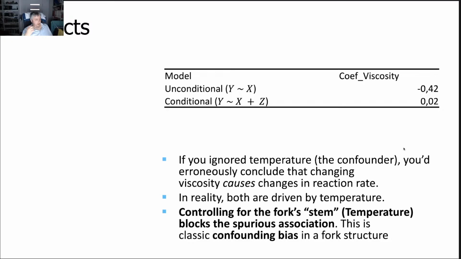If we observe certain relationships and we do not understand what those variables mean to each other, that's why we did not create some kind of causal structure, we can introduce significant problems in our computation. However, both variables were driven by temperature, and if we introduce the temperature to the model, then we can clearly see that the dependence of reaction rate on viscosity is negligible. So if we control in our model for this stem of our fork, our temperature, we can block this spurious association.